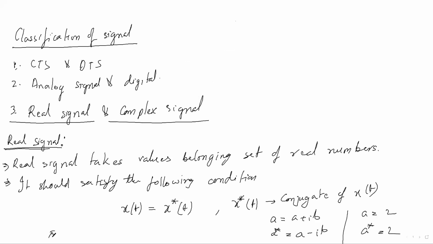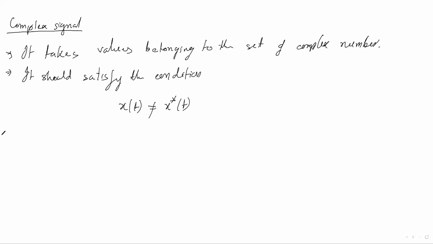For a real signal, the example would be like sine 2 pi f t, or e to the power 2t, or t. So there will be no j term. These are the examples of real signals: sine 2 pi f t, e to the power 2t, or t, etc. Okay, then what will be the example for a complex signal?